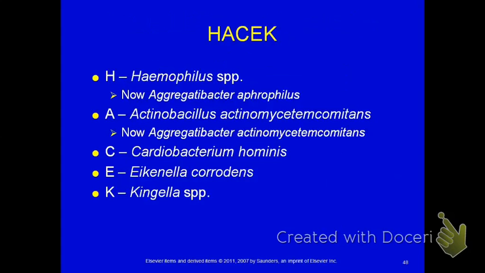This group of organisms is known as the HACEK. Okay, it's not the "hasik ng lagim." HACEK refers to a collective group of organisms which include Haemophilus species. However, Haemophilus aphrophilus is now Aggregatibacter aphrophilus. A refers to Actinobacillus actinomycetemcomitans. You have a tongue twister here. It is now known as Aggregatibacter actinomycetemcomitans. Then there is Cardiobacterium hominis, E represents Eikenella corrodens, and K represents Kingella species.